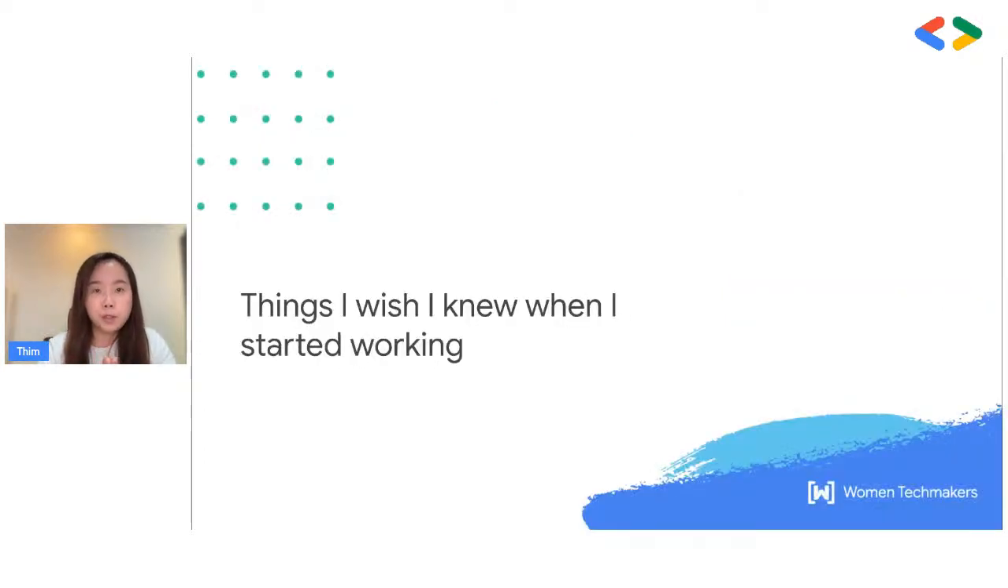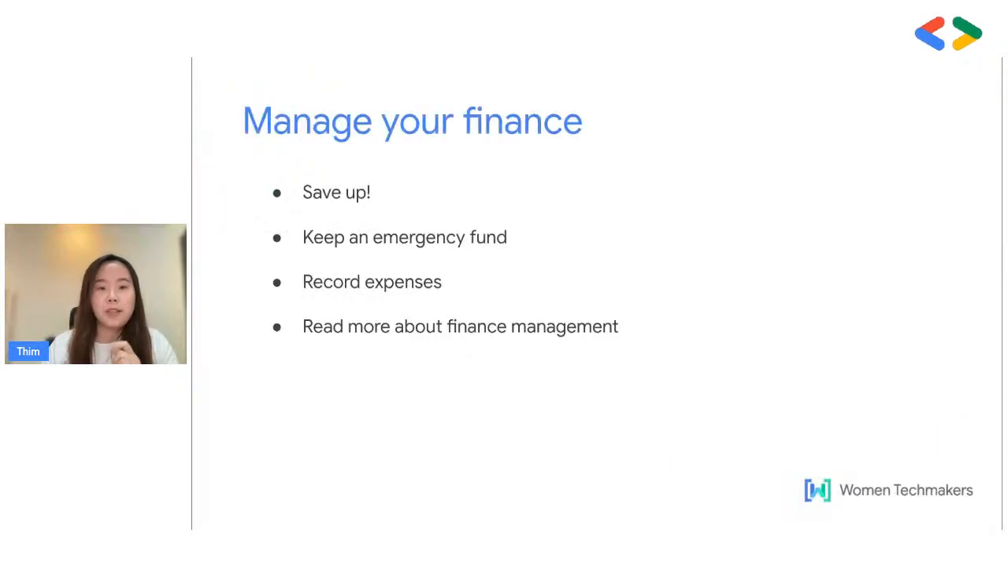Okay, so now it comes to the part on things that I wish I knew when I started working. It might not be tech related, but I really wish every fresh grad out there would know what I wish I knew back then when I first started working. Firstly, manage your finances. Saving up is an important thing. Everyone knows about it. You have to save up in order to have more savings, right? But keeping an emergency fund is equally important as well, especially during these two years of pandemic.